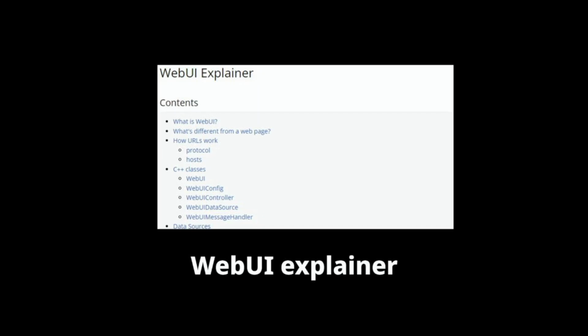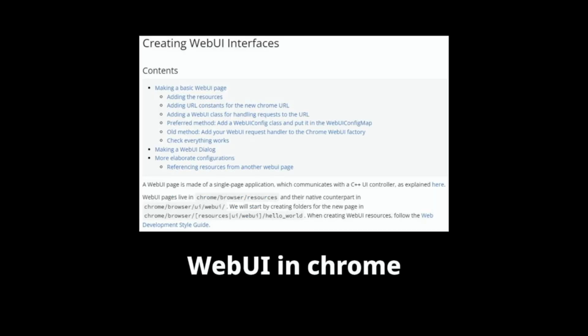The next topic is WebUI. The new tab page, settings page, and etc. are implemented based on web technology. These UIs are called WebUI. WebUI Explainer explains basic stuff about it. WebUI in Chrome is somewhat similar to the previous document, but worth reading.